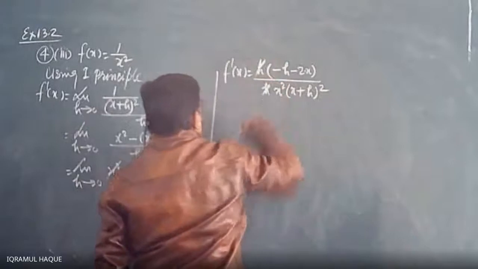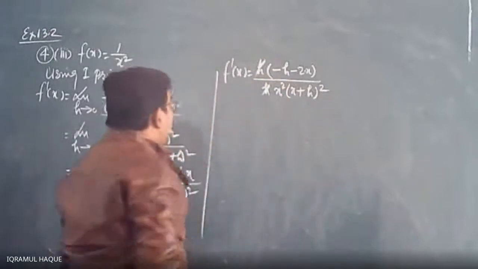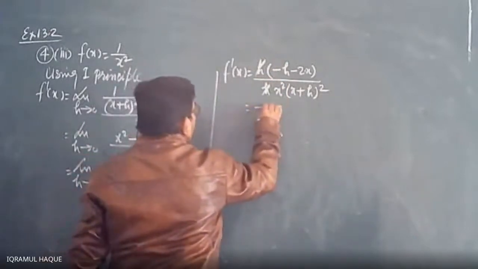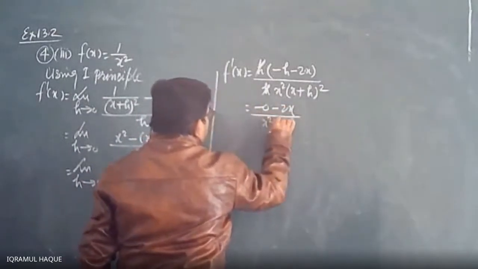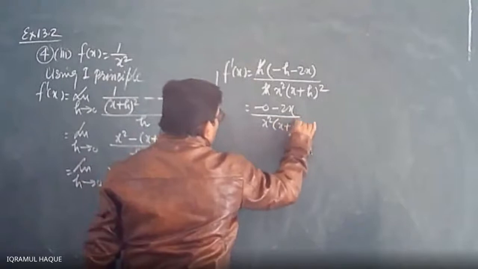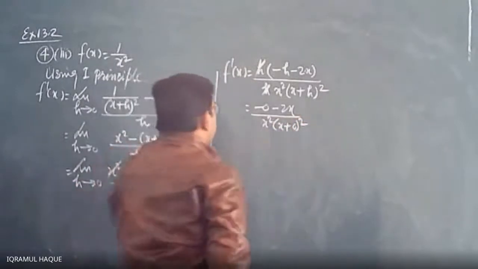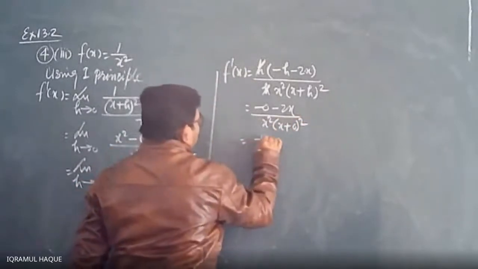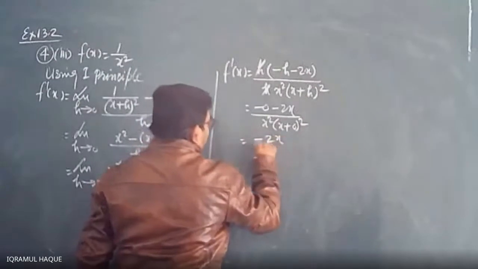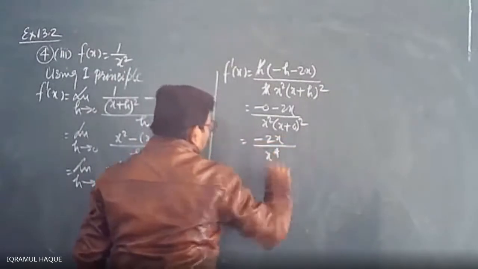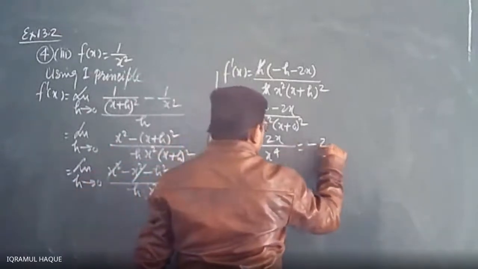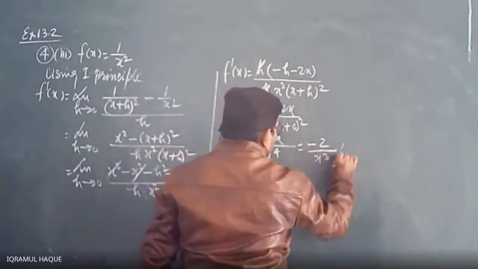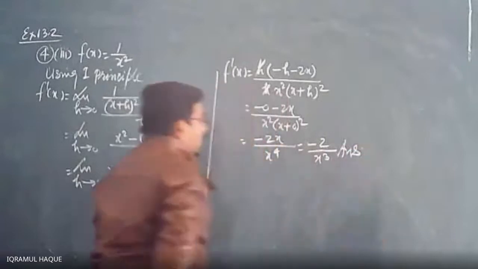This h and h will go. Now apply the limit. What we have? Minus 0 minus 2x upon x square (x plus 0) whole square. So this is what? Minus 2x upon x to the power 4. This will go, minus 2 upon x cube is the answer.